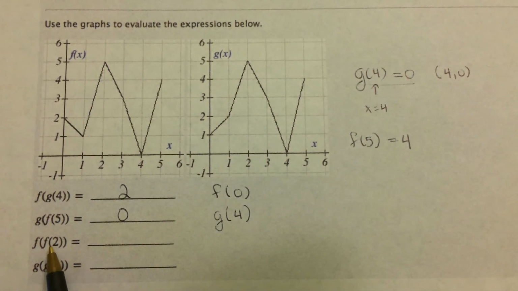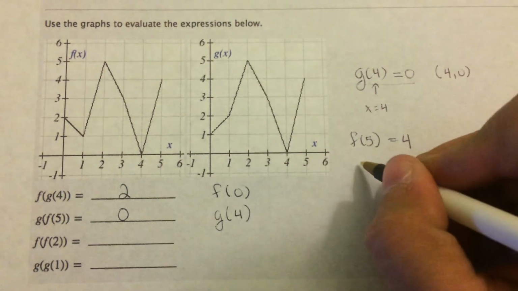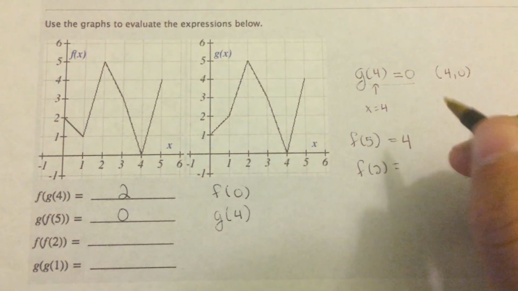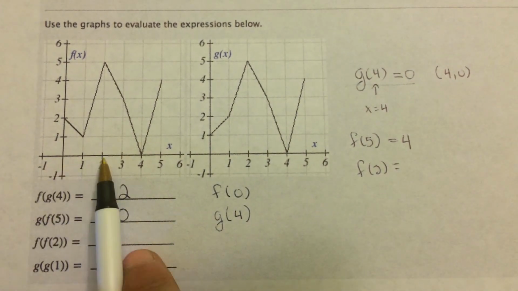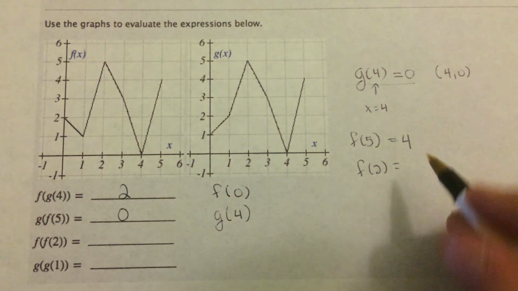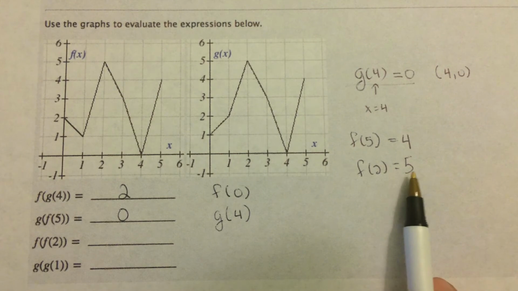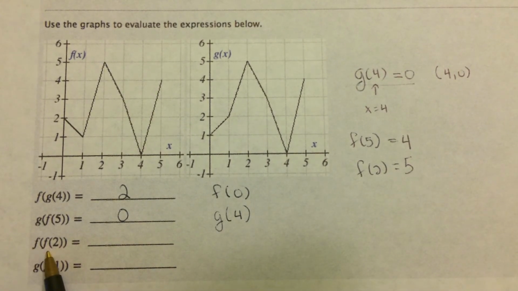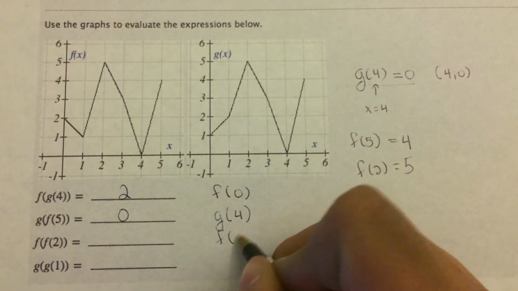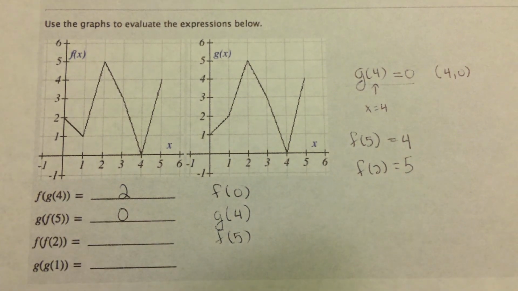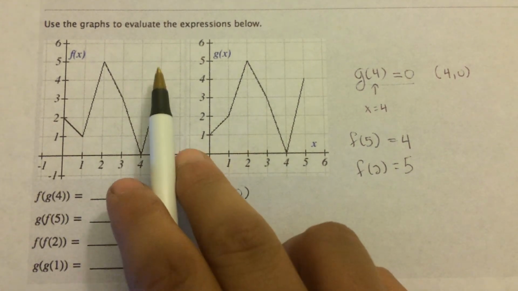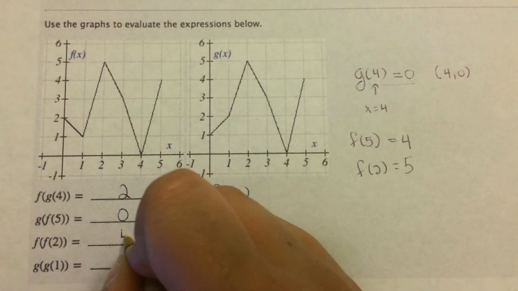Okay, now this gets a little funny. f of 2. So let's find f of 2. So f of 2 is when x equals 2, and that occurs at y equals 5. So what we're going to do is plug 5 back into f. So we're going to find f of 5. So we're going to use the graph of f twice. So x equals 5 at 4.